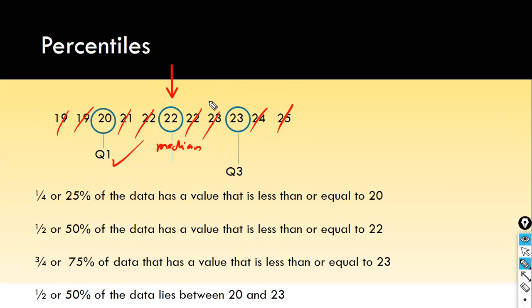It's very simple, isn't it? You don't have to remember formulas or anything. Just above the median, if you find another median, that is your Q3. Very simple one. Okay, how do I interpret this one? Q1 is also called the 25th percentile, which means 25% of the data has a value that is less than or equal to 20. And now, how will you interpret the median? 50% of my data has a value that is less than or equal to 22.